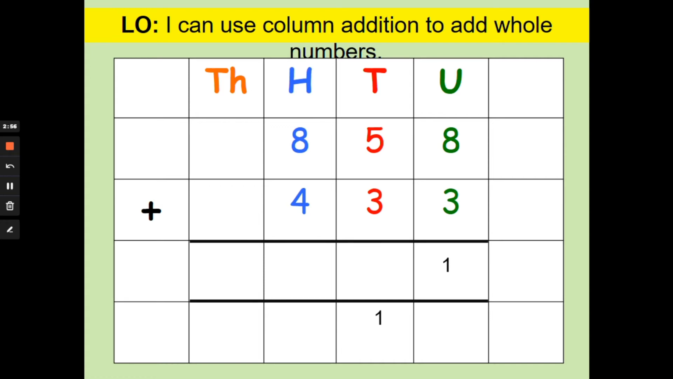8 add 3 equals 11. So we carry the 1 and put 1 underneath the units. We then get 5 add 3, which equals 8. We got the 1 underneath, so that equals 9. Finally, we go into the hundreds column, that 8 add 4, that equals 12. And then we go into the thousand column, so there's nothing at the top, we've got the 1 that's carried, so that becomes 1,291. So give yourself a big tick if you've got that, well done.